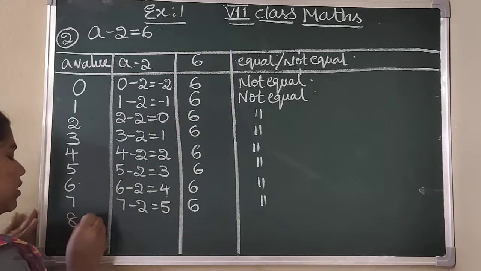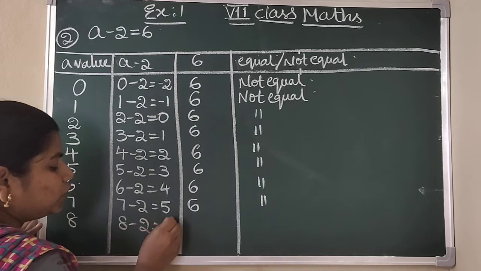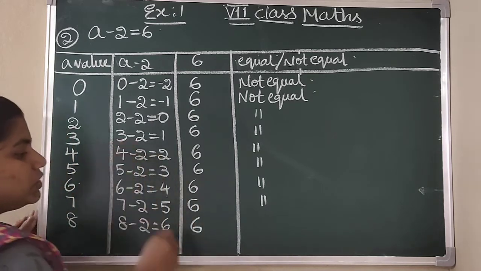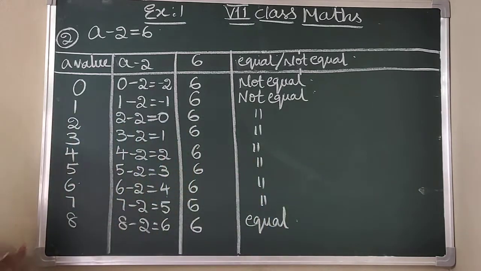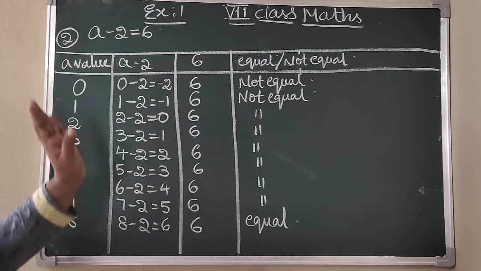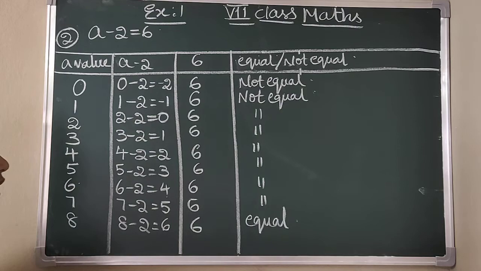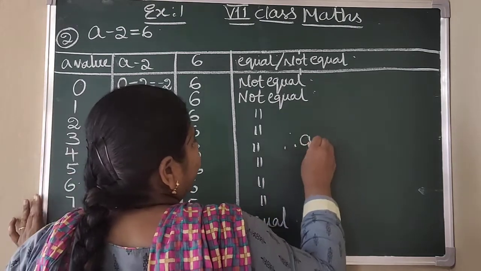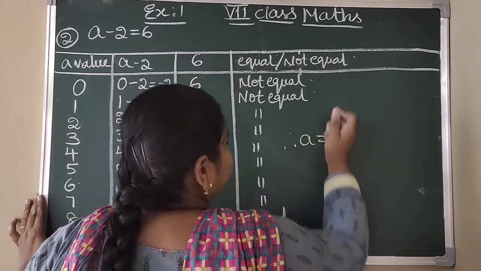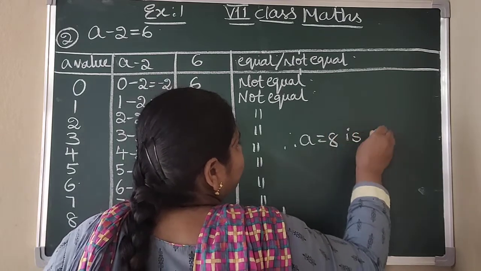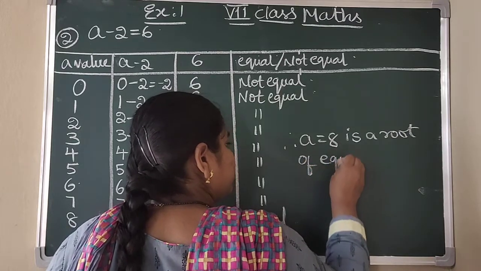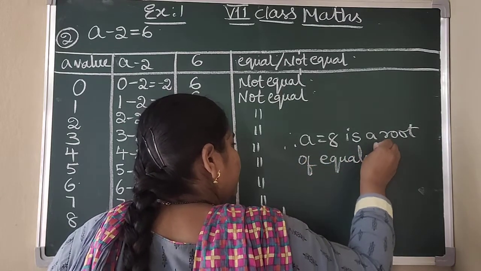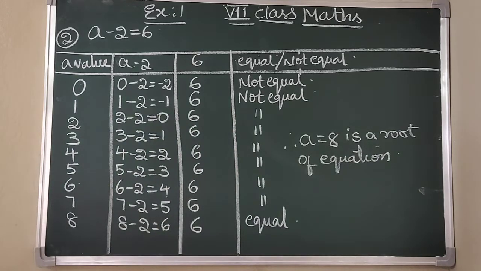Next is 8. So 8 minus 2 is how much? 6. So 6 is equal to 6. So here we can write it as equal. If you substitute 8 in place of a, then the LHS part and RHS part are equal to each other. So what can we write here? Sorry, a is equal to 8 is a root of the equation. So this is our second one.